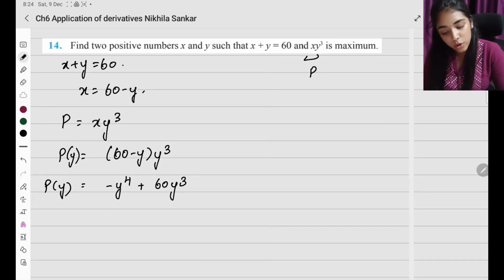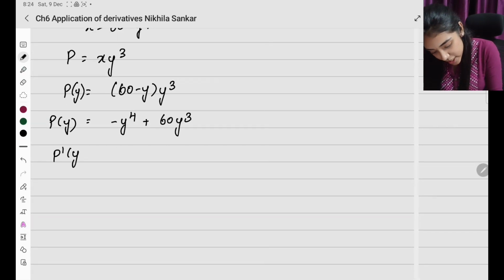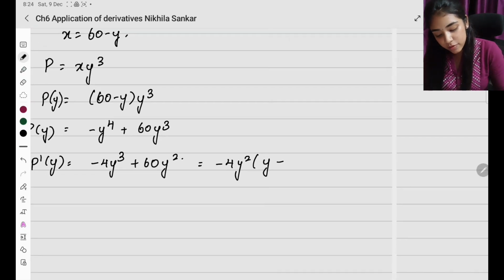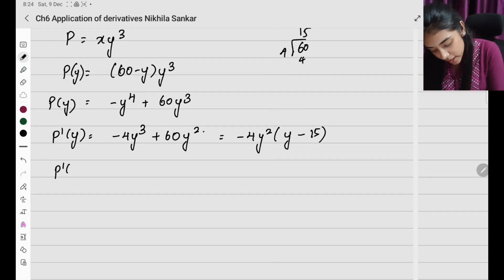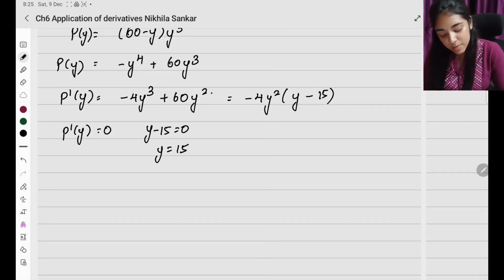Now I need to find what my x and y are when it is maximum. Okay, so I need to differentiate. So p dash of y equals minus 4y cube plus 60y square. When I take y square outside and minus 4 outside, I have minus 4y square times y minus 15. Now when I equate the first derivative to 0, I have y minus 15 equals 0, which means y equals 15. இப்போ இது maximum minimum எப்படி தெரியும்?